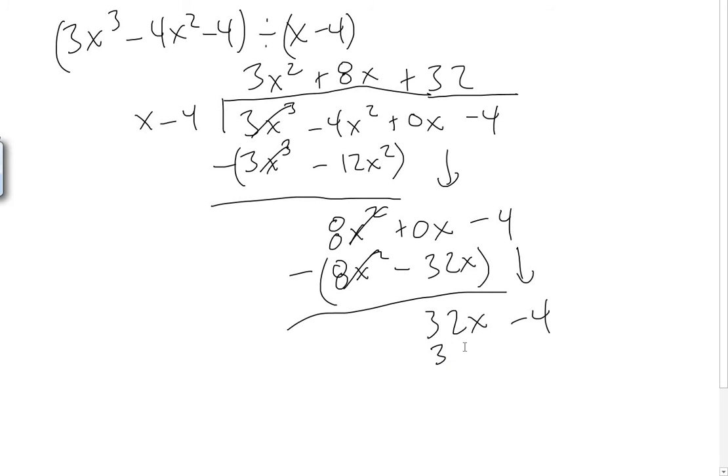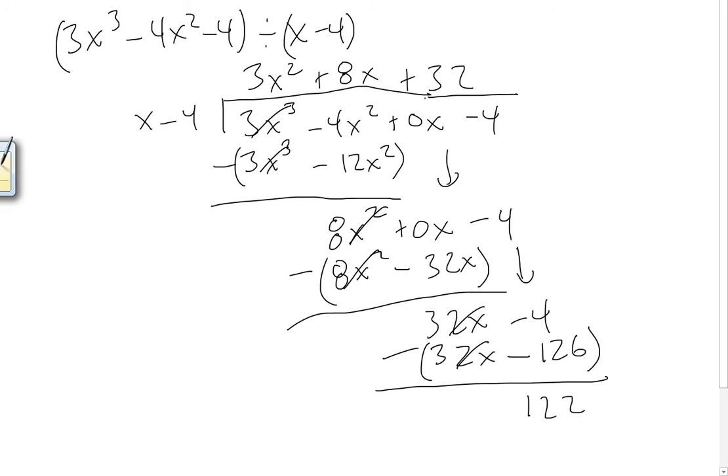32 times x is just 32x. And then 32 times -4 gives me -126. So that when I subtract, the 32's cancel. -4 minus -126, that becomes -4 plus 126, which is positive 122.